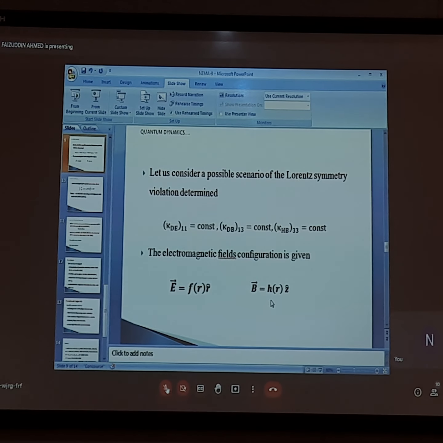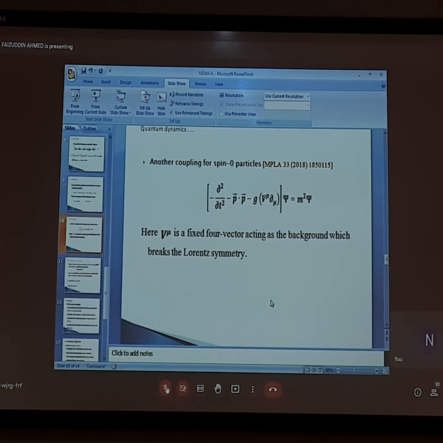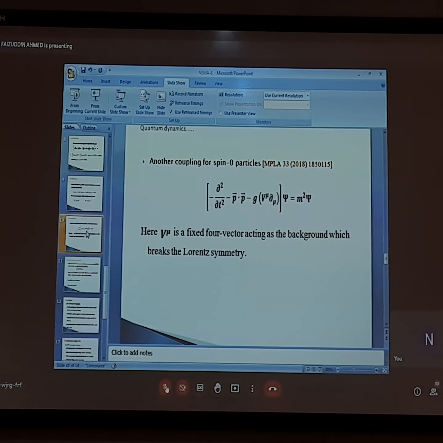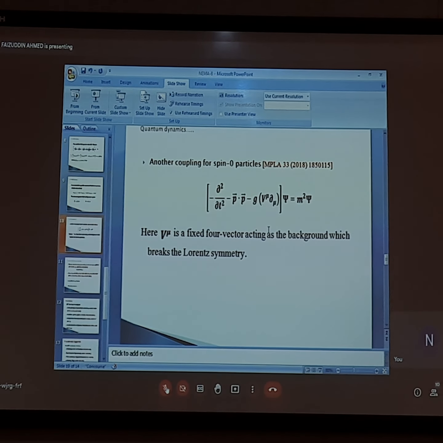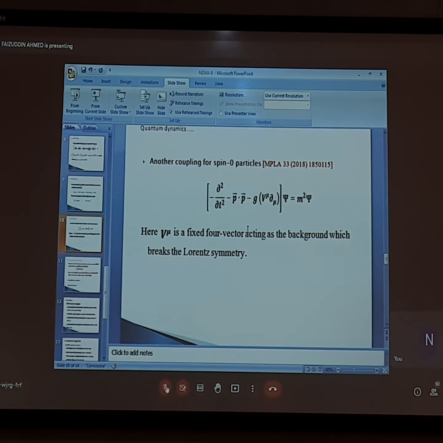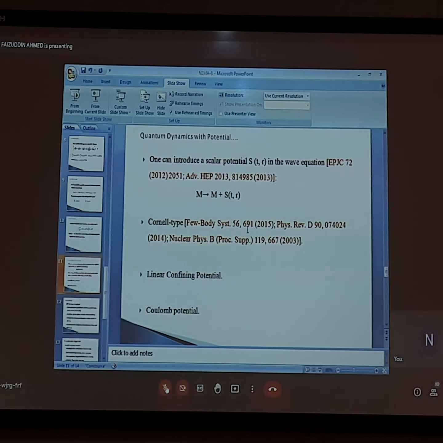There is another coupling for the spin zero particles. Here this beam unit is the 4 vector that acts as the background which breaks the Lorentz symmetry. We did a few works related to these equations, published in EPL and Modern Physics Letter A also. So one may study this.